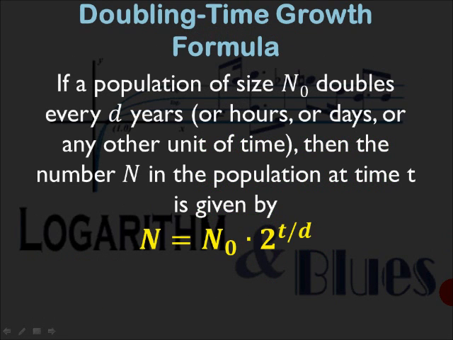Alright, our second formula is the doubling time growth formula. And this is going to deal with population growth, or bacteria growth. If a population of size n0 doubles every d years, or hours, or days, or whatever unit of time you want to use, then the number N in the population at time t is given by this equation. N equals n0 times 2 to the t divided by d power.